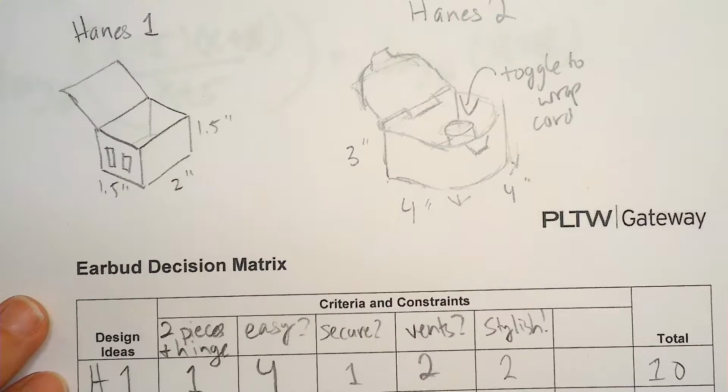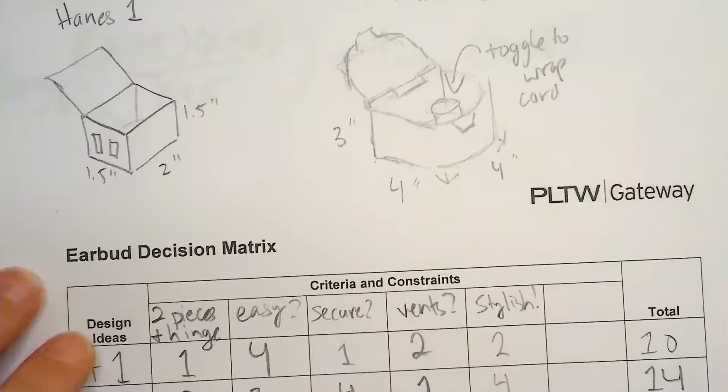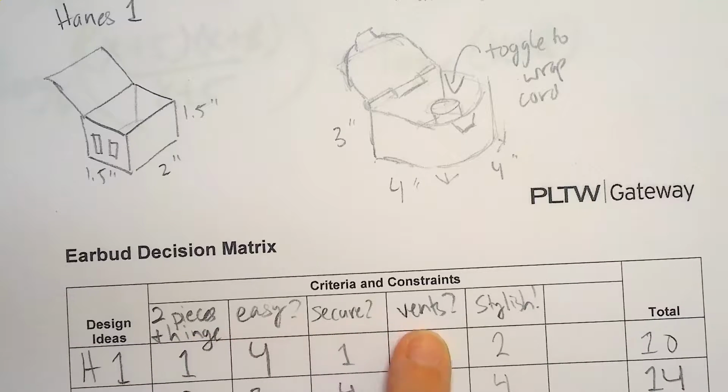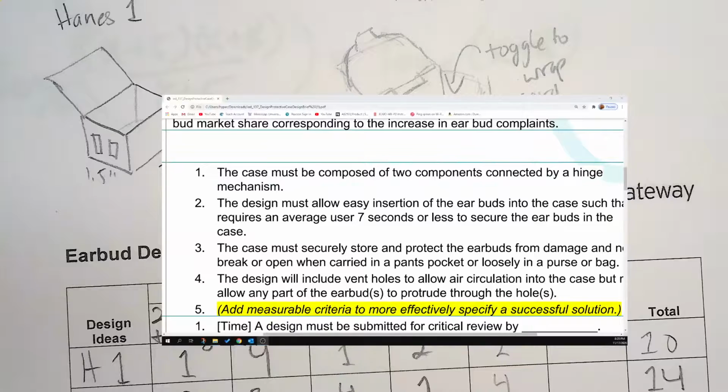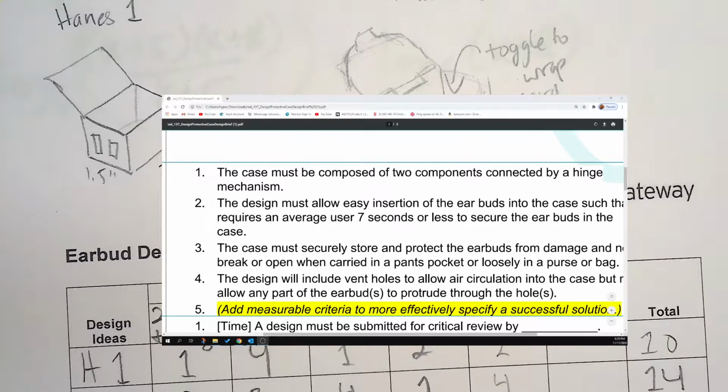So we go and we look at the decision matrix, and there was a space up here to put in your different criteria, and I went and I looked at what it actually said in the design brief that we had. So the first thing was you got to have it composed of two parts with a hinge. So two parts with a hinge.